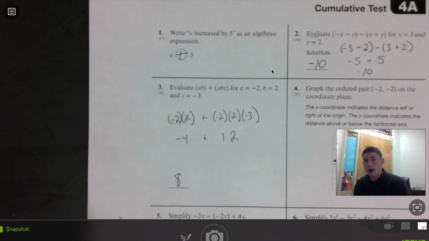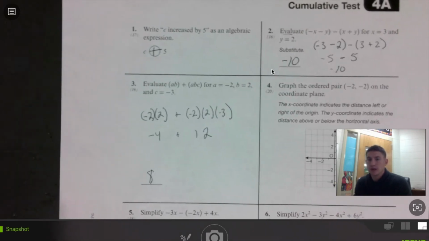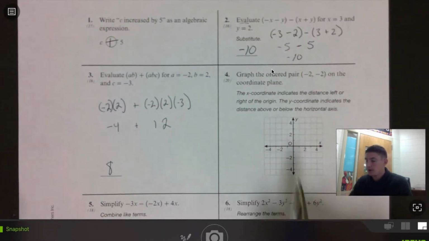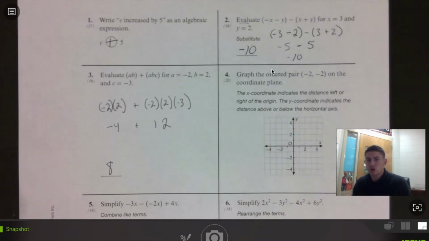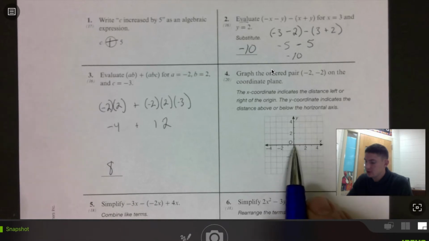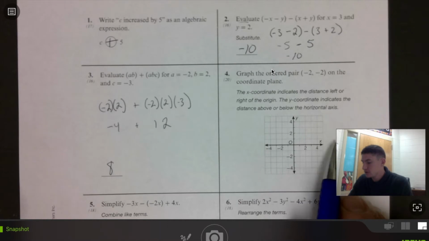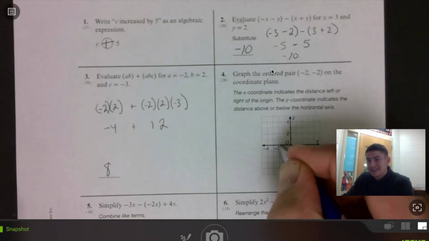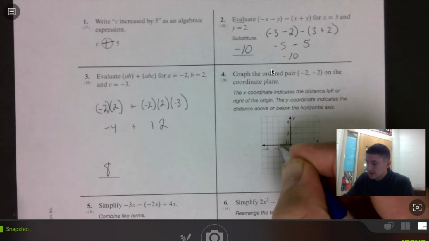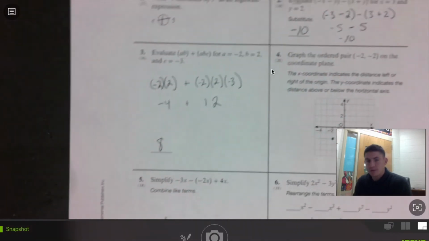Number 4, graph the ordered pair negative 2 on the coordinate plane. Now remember here, this little hint tells you a little bit about how to solve the problem. In this case, the x-coordinate indicates the distance left or right of the origin. The y-coordinate indicates the distance above or below the horizontal axis. So we start here at the origin, which is 0, 0, and the x-coordinate, the first coordinate, tells us to move right or left. Positive if it's right, negative if it's left. It says negative 2, so I'm going over 1, 2, and then the second number is negative 2 as well, so that's my y-axis, and it's going down if it's negative 1, 2. There's my point.